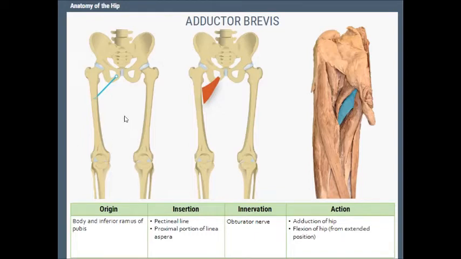Adductor brevis, remember, adductor compartment. Origin is the body and inferior ramus of the pubis, insertion will be on the pectineal line and proximal portion of the linea aspera. The nerve will be the obturator nerve. The compartments of the thigh are very specific for the nerve supply also. So in the medial compartment, the maximum number of muscles are going to get supply from the obturator nerve only. So this is also of the same compartment, so there will be obturator nerve. The action will be, as the name suggests, adduction of the hip and flexion of the hip from the extended position. This blue one is the dissected adductor brevis.